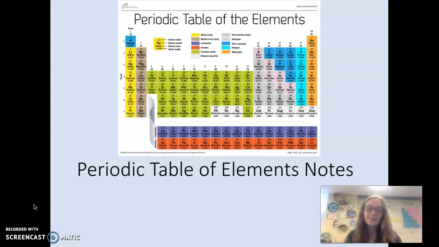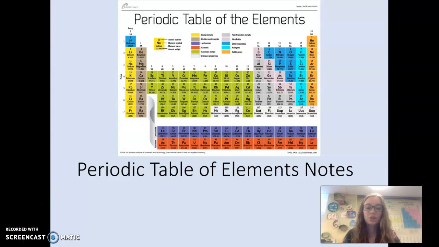Hello ICS students, we are going to continue to learn about the periodic table of elements. This is a very important part of chemistry, as all the elements that we have discovered are listed on this periodic table, and we need to make sure we understand how to read it and the different parts of it so that we can continue learning through chemistry.